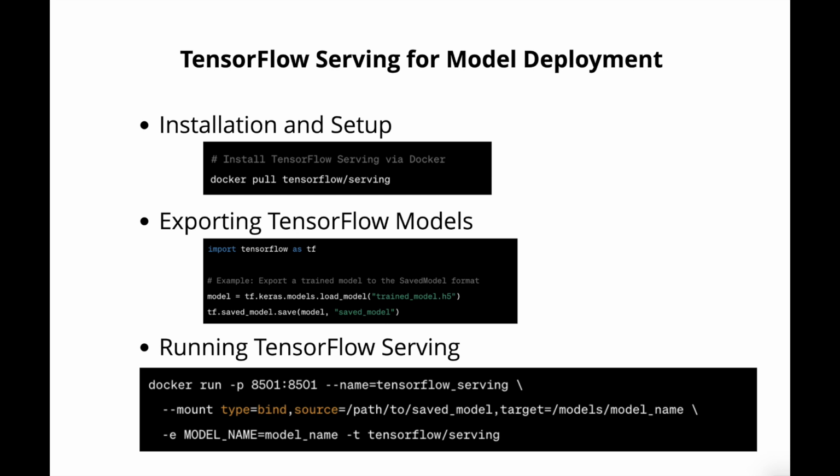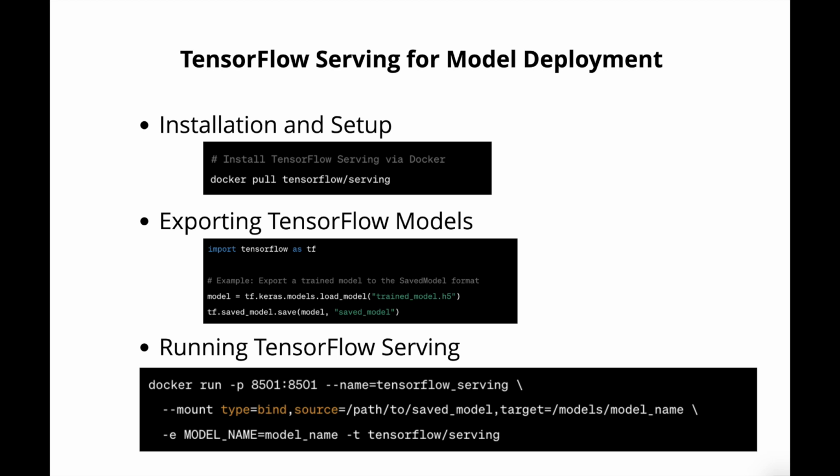It consists of 7 steps. The first step is installation and setup. Start by installing TensorFlow Serving on your server or deployment environment. You can install TensorFlow Serving via Docker or by building it from source. For that, here is an example. You can say docker pull tensorflow/serving.